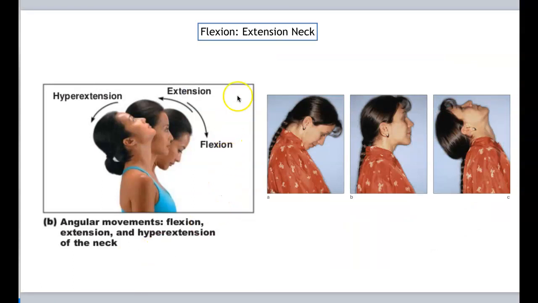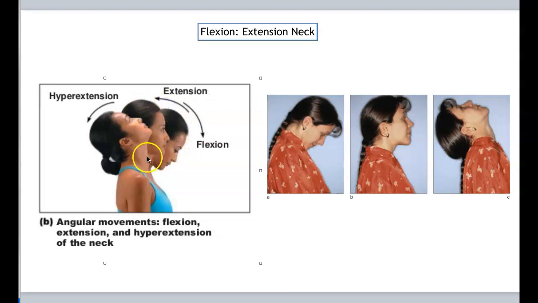Now with the neck, you can do flexion and extension of the neck too. So if you are in the anatomical position and you are looking straight forward, if you look down on the ground, that is flexion. You've decreased the angle right here. When you lift your head back up into the anatomical position, that is extension. If you continue with that movement and now you're looking up in the sky, that is hyperextension. You've gone beyond the anatomical position.